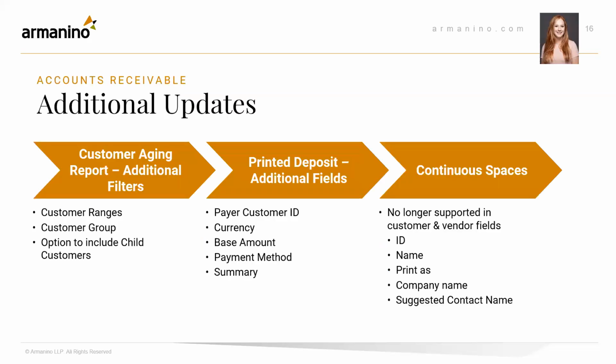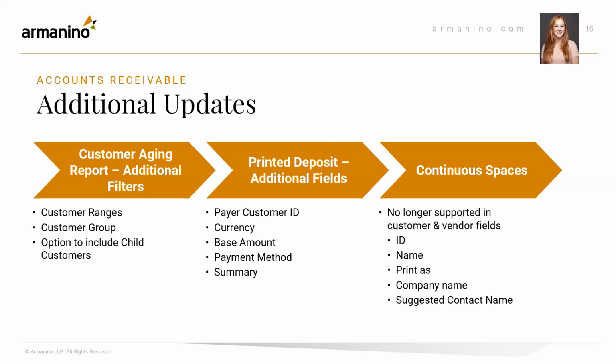If we want to go to the next slide, a few additional updates in accounts receivable. The first one being the customer aging report. There are some additional filters that are available when you're running your customer aging report. You're going to be able to run by customer ranges. You can also filter by a customer group if you have groups set up. And additionally, you'll have the option to include child customers. Previously, you would have had to select individual vendors or run it for all the vendors and pull it into Excel and filter from there. So this is going to help make sure that you're pulling the data and information that you need.